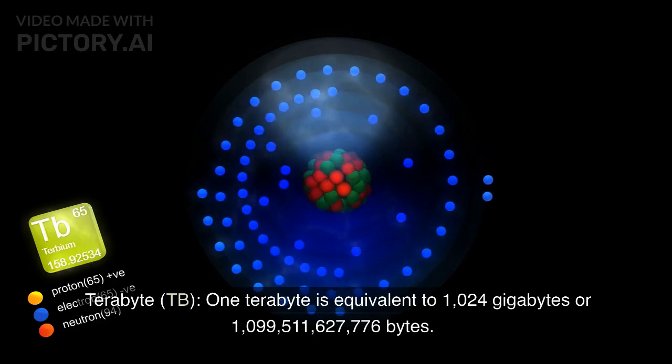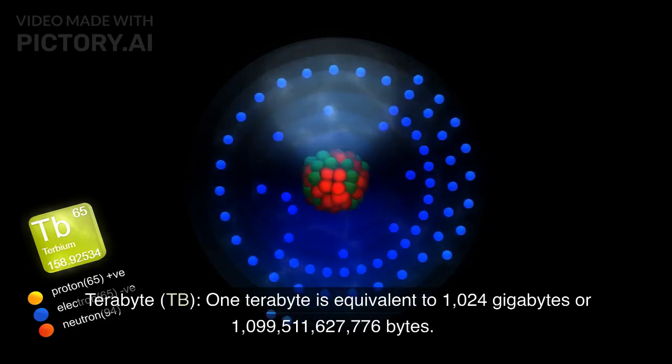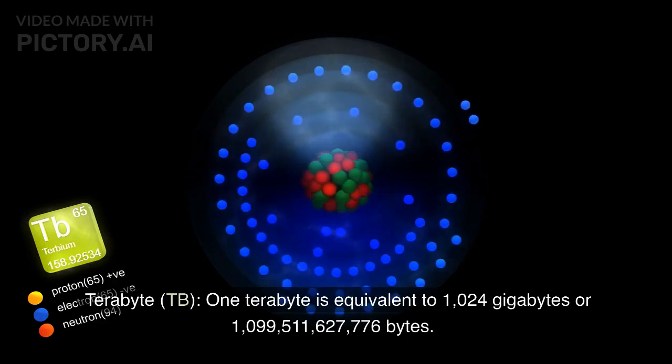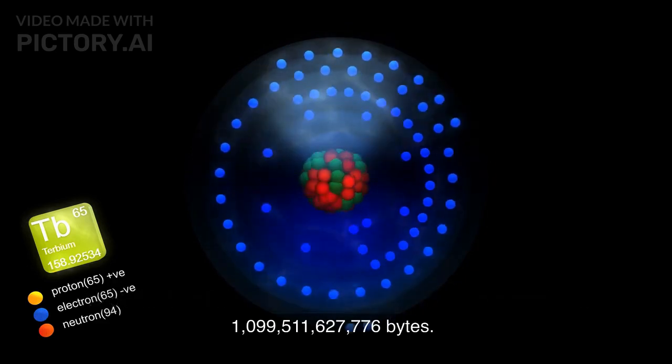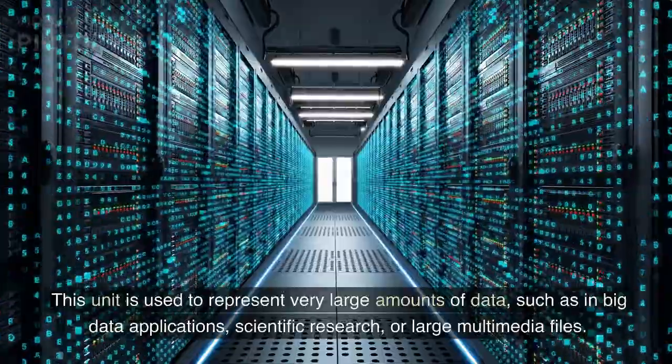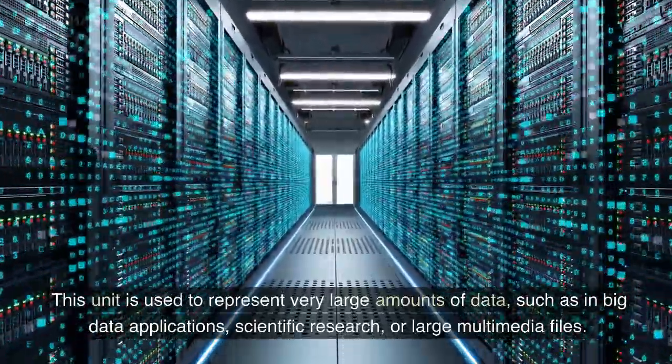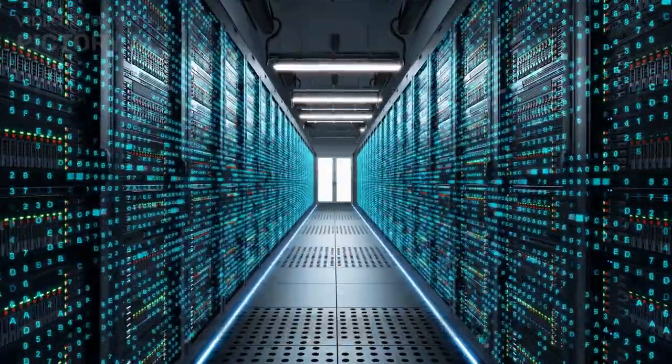Terabyte, TB, 1 terabyte is equivalent to 1024 gigabytes or 1,099,511,627,776 bytes. This unit is used to represent very large amounts of data, such as in big data applications, scientific research, or large multimedia files.